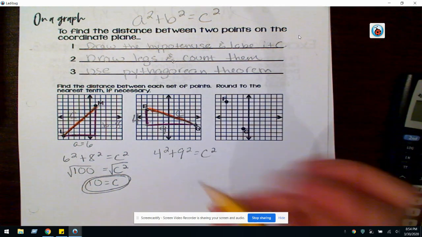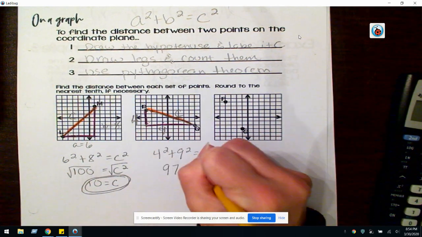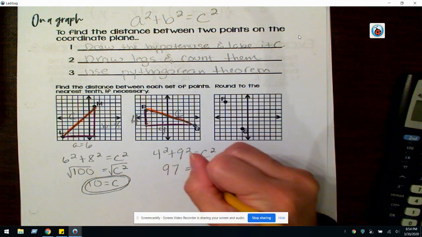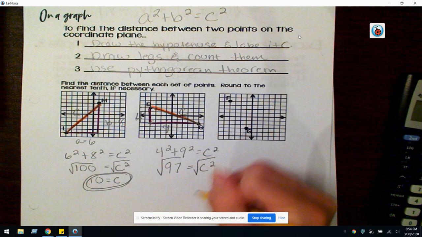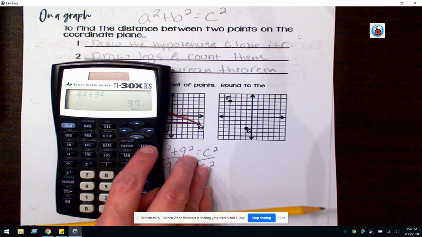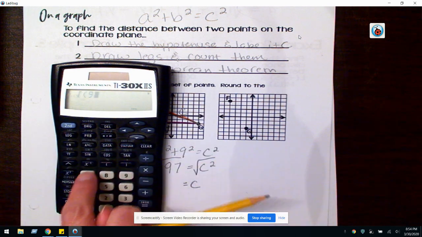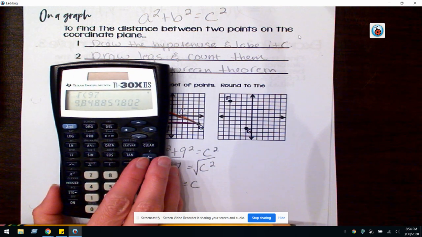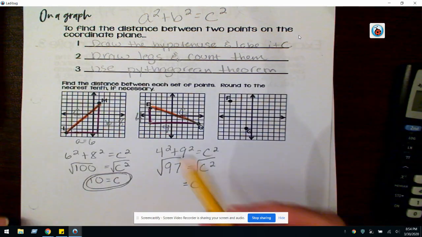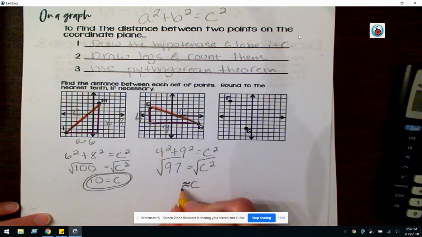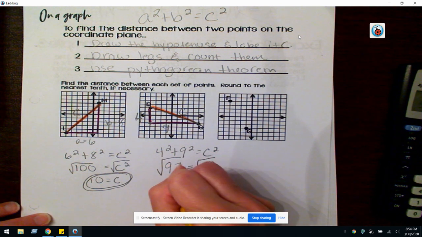So I have 97 equals C squared. Now, the final step, square root. We're not going to get too into this right now, but if I do the square root of 97 in my calculator, it's going to estimate it for me because it's an irrational number, right? So I'm going to estimate this as 9.8. So C is approximately, instead of my equal sign, I use the approximately sign, 9.8.